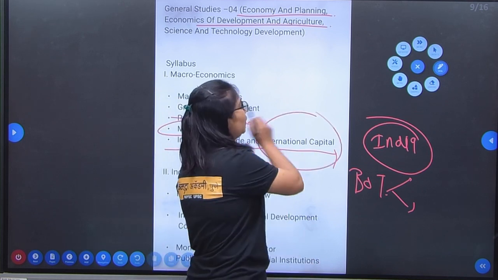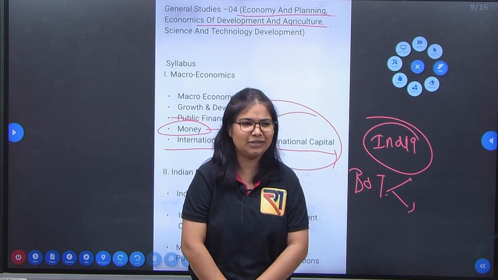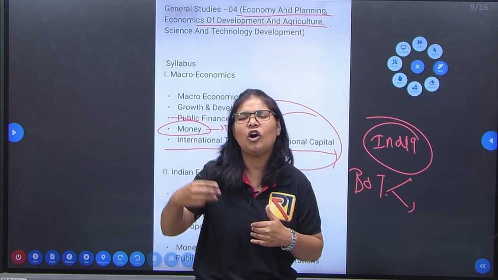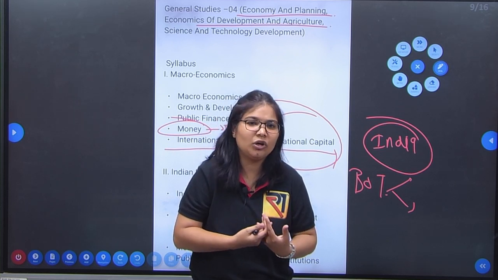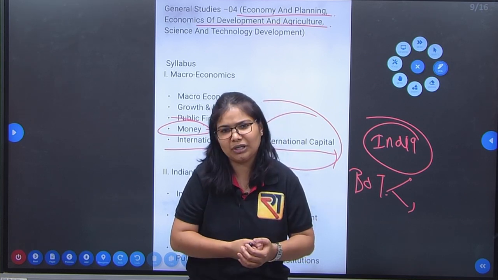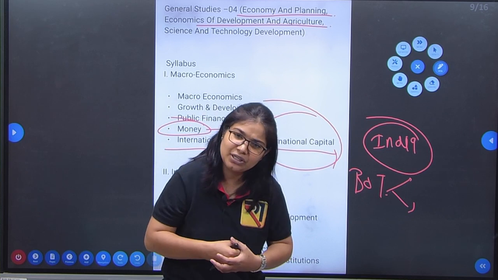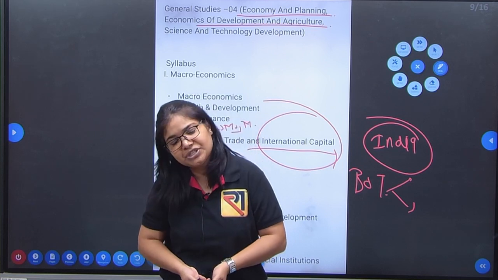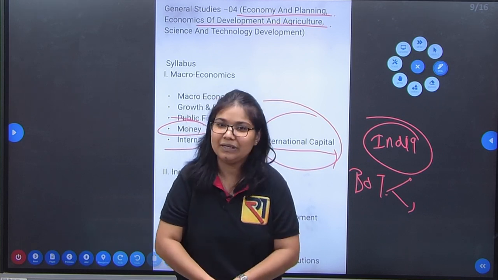Then we have to learn about international capital. You must have heard recently in the news about the depreciation of the Indian rupee against various currencies, specifically the dollar. When we have to get $1, we have to pay 85, 90 rupees for that dollar. It shows whether the Indian currency is getting stronger or weaker. What is the concept of depreciation? Appreciation? Devaluation? We are all going to learn in the subsequent lectures.